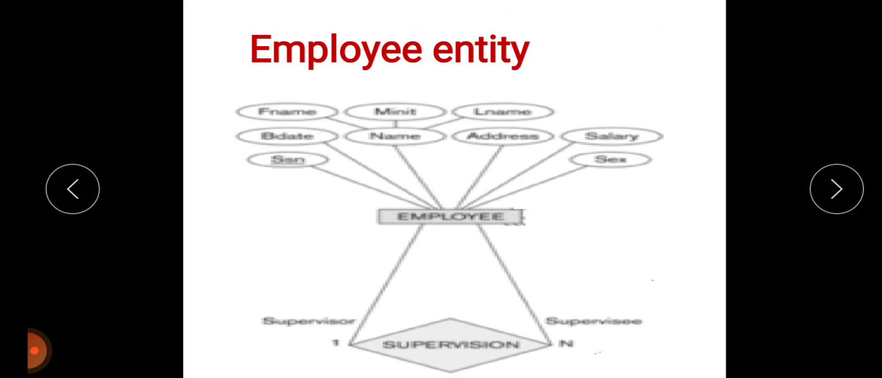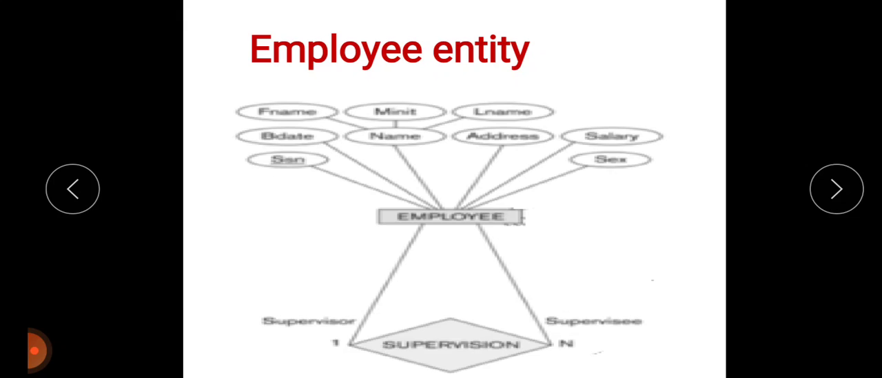Employee entity. Employee is a table name, that is, an entity. These are all called attributes. This is called a relationship. This is called cardinality ratio. SSN is a key attribute. SSN means it does not take any repeated value. Name looks like a composite attribute because name is again divided into first name, middle name, last name.